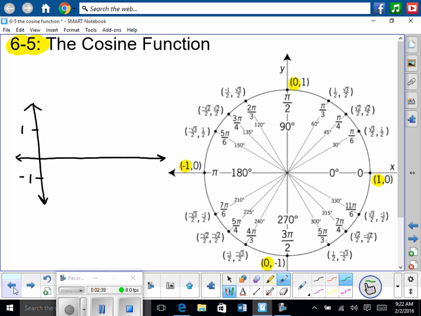So we're going to be now graphing the cosine function. The cool thing is it's very much similar to the sine function. So it's not going to be really super hard today, but it is a little bit different, a couple of different little things. So let's just get started.